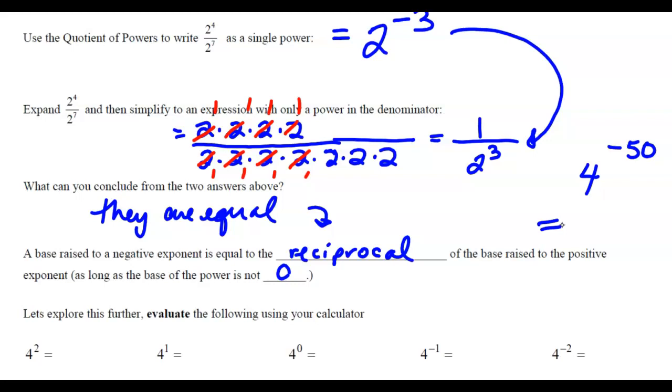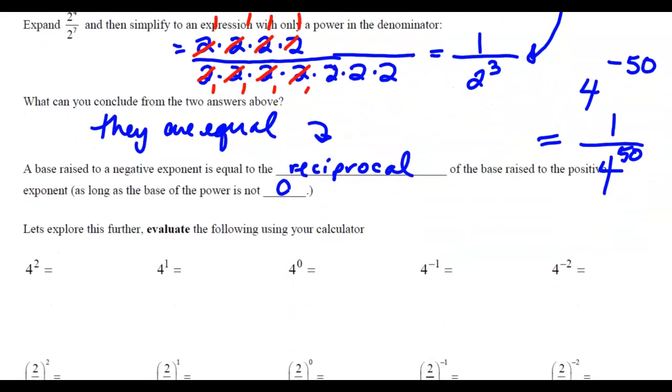2 to the negative 3 was 1 over 2 cubed. Was the 2 the same? Yes. So it flipped. The 4 is the same. What's the exponent on 4 going to be? 50. So you're done, unless you're asked to evaluate, right? Then you would figure out what 4 to the 50th is, which probably is an error in your calculator. It's pretty big, but maybe it'll give it to you in scientific notation. So we just leave it like that.